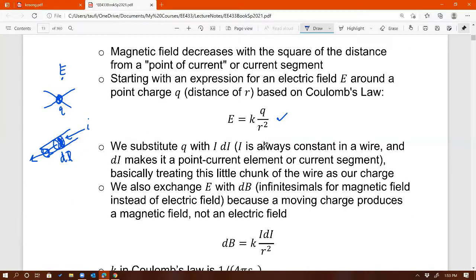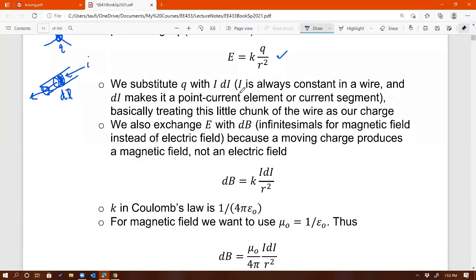So we substitute Q with I dl. I is always constant in the wire, and dl makes it a point current element or current segment, basically treating this little chunk of the wire as our charge. We also exchange E with dB. We don't have any more electric field; now we are trying to calculate magnetic field outside of this wire. Since this is related to the current through a certain length, the magnetic field will correspond to that little chunk right there. So dl corresponds to dB. Now instead of E, we have dB, so the Coulomb's equation now becomes dB equals K I dl over R squared.